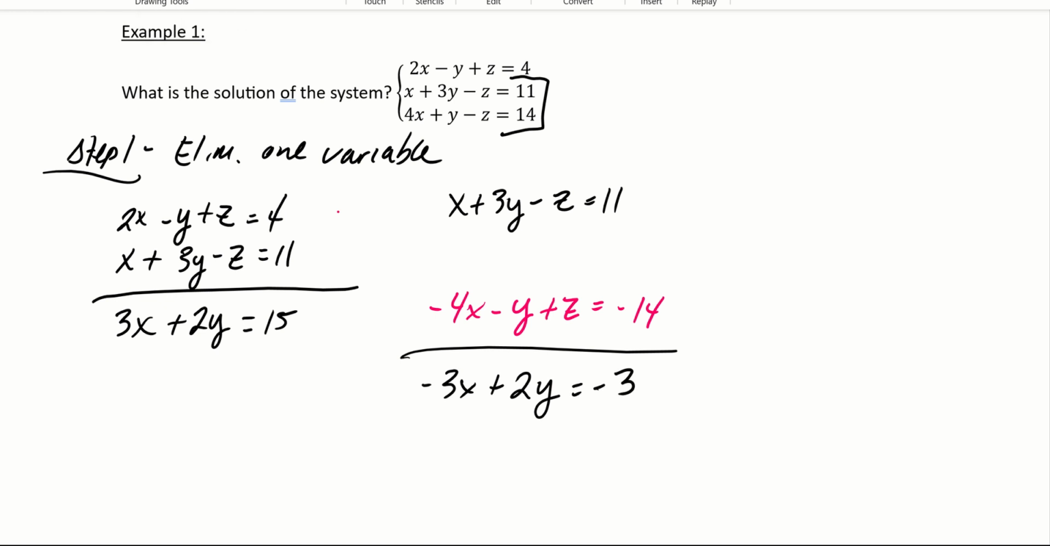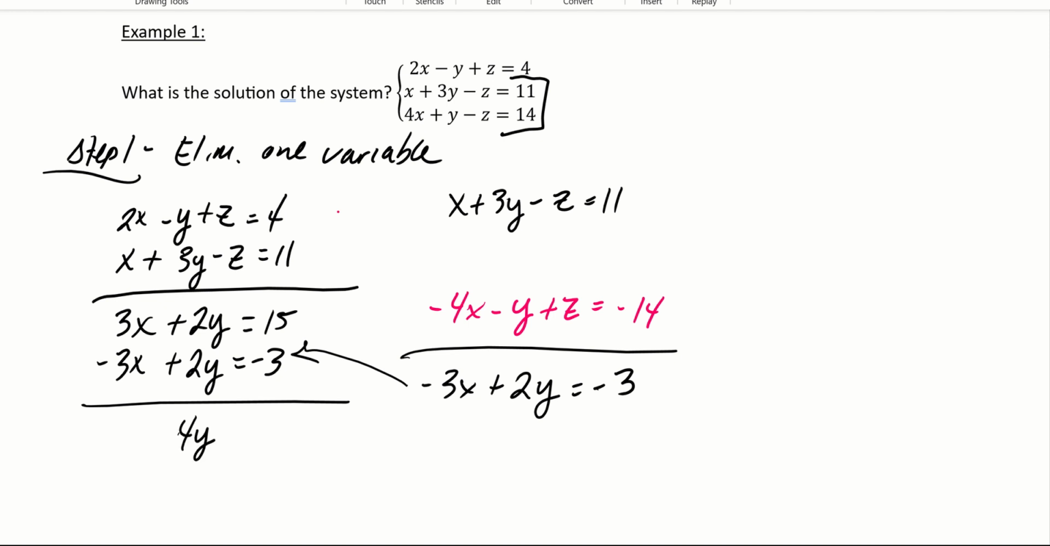Okay, now we have 2 equations that we can use to eliminate one of the variables. So what I'm going to do is I'm going to move this over here, and we're going to put these together. So -3x plus 2y is equal to -3. So if I add these 2 equations together now, we have 3x minus 3x, which gives us 0. And we're left with 2y plus 2y, which is 4y. 15 minus 3 is 12. And so now I can solve for y, which is 3.